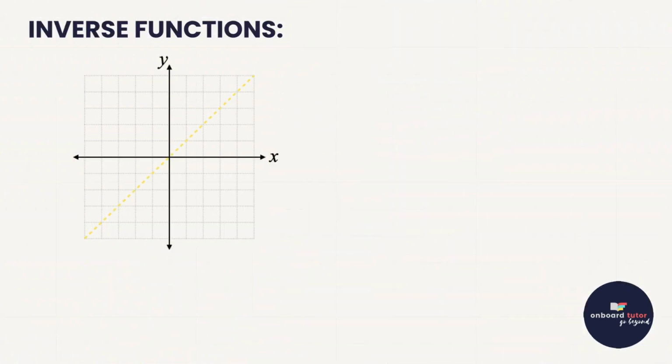Now that we know what functions are, we can start to look at this concept of an inverse function. So on the Cartesian plane, there are some well-known lines, and one of them is this line here, y equals x. And an inverse function is essentially the reflection of a function. Whatever's happening on this side, it's a reflection in this line over to this side of the line y equals x.